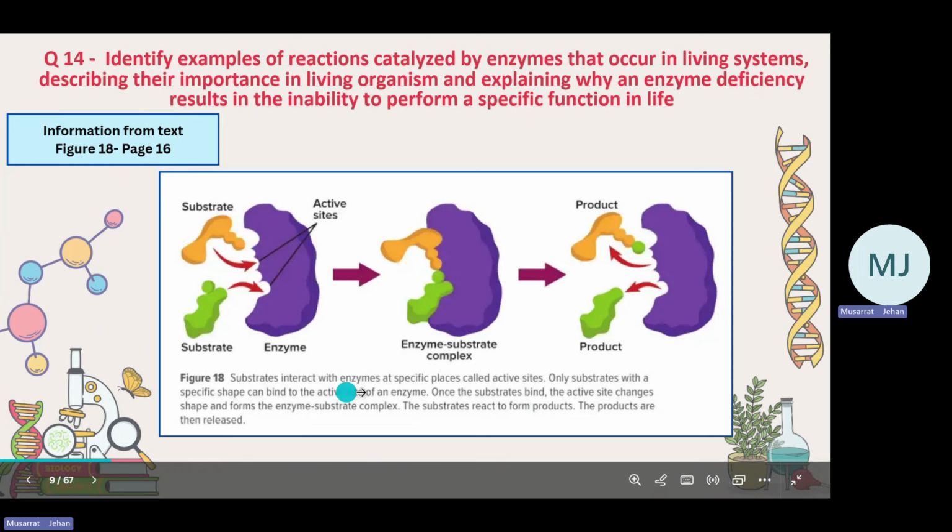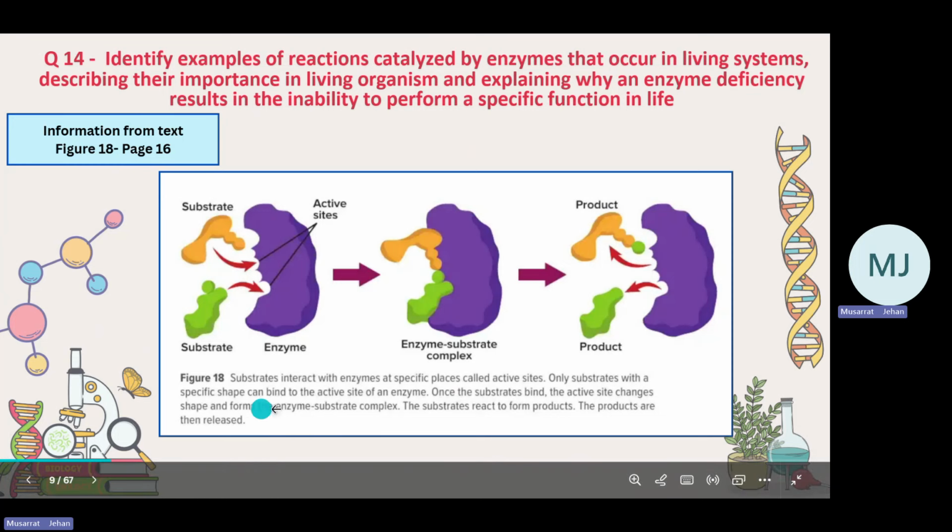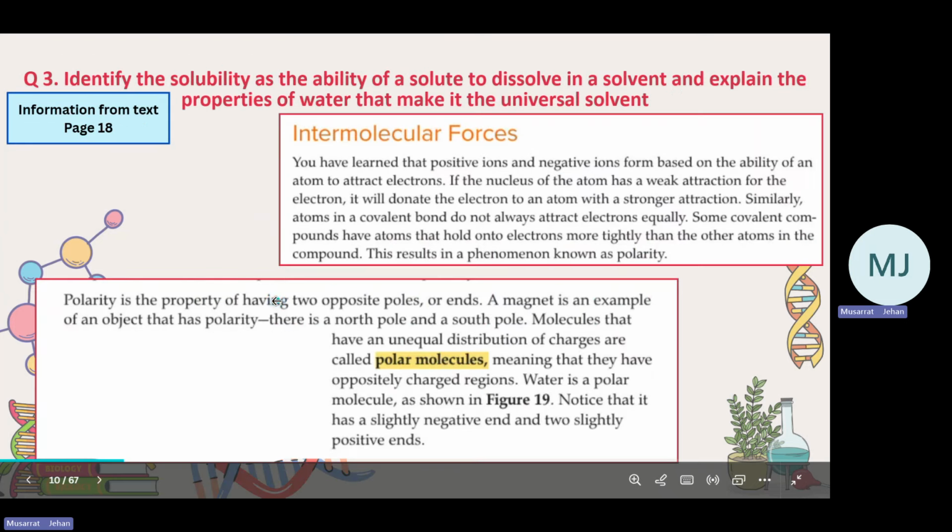So substrates interact with enzymes at specific places called active sites. Only substrates with a specific shape can bind to the active site of an enzyme. Once the substrate binds, the active site changes shape and forms the enzyme substrate complex. The substrates react to form products. The products are then released. So this is about that.